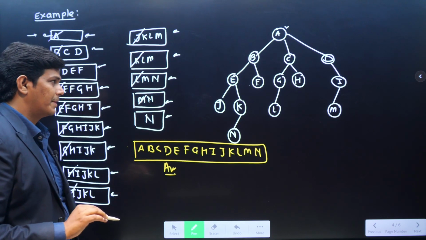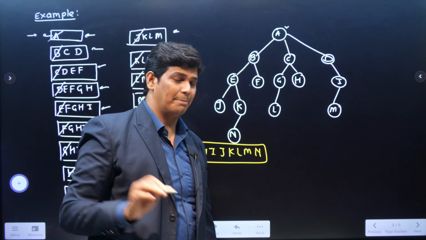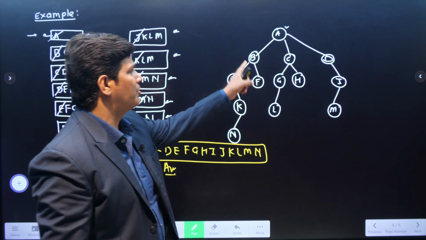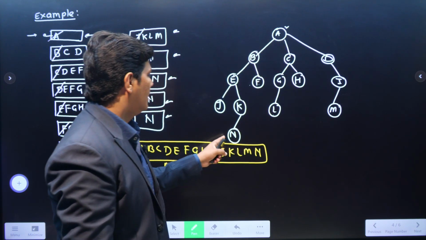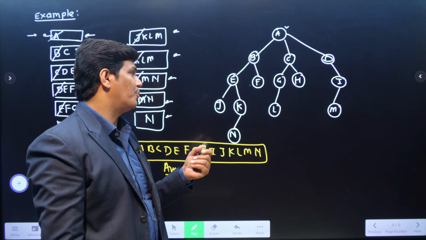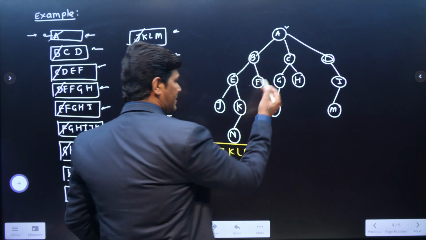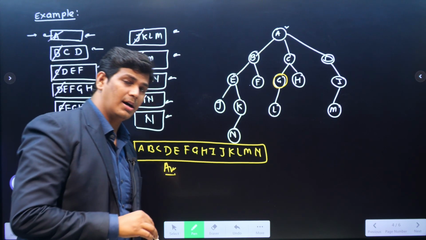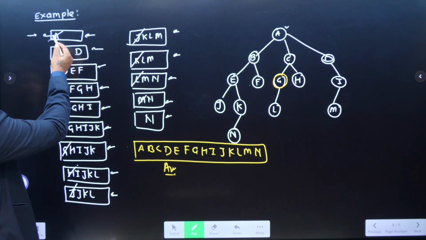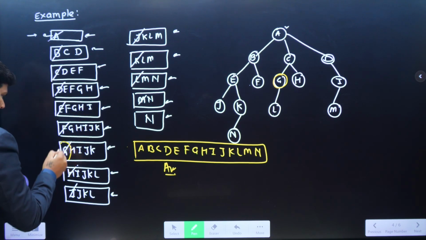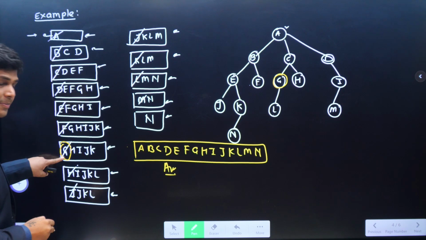Okay, but for example, let's take the example. If you are searching one node, because this whole process starts from A and ends with node N, let's take the example of G. So if you are searching G, what will happen here? First of all, we have removed A, then B, then C, then D, then E, then F, and then G. So you are getting G over here.